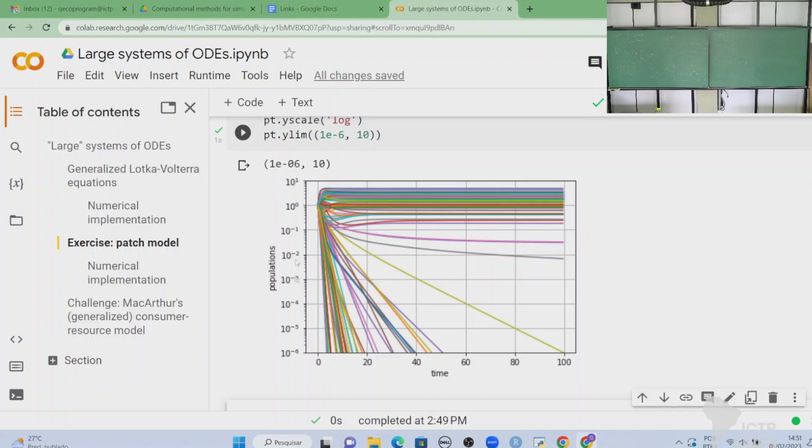But now I just changed the scale here to be a log scale. So those are very small numbers. I can see that they're going to 0 here, okay?